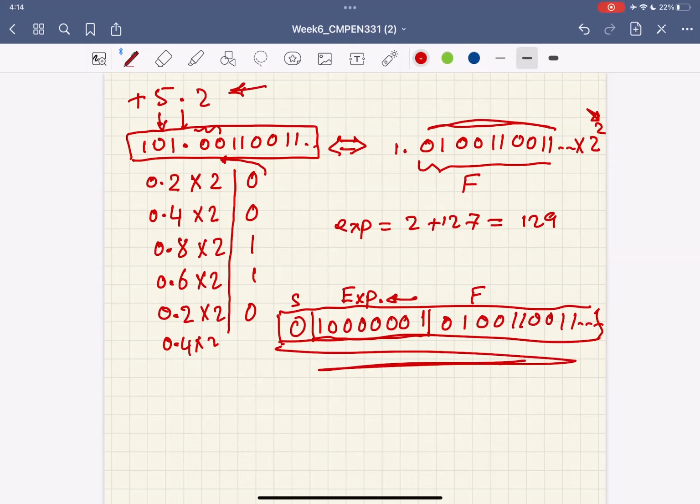And I can do the exact same thing if it is double precision. Instead of 127, I will go with 1023. Or if I'm giving you a totally new format, you can calculate the bias from the number of bits of the exponent in that particular other format, and you need to apply the same exact steps.